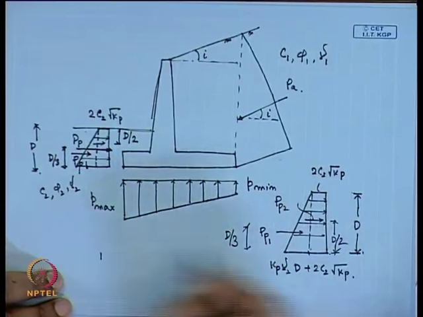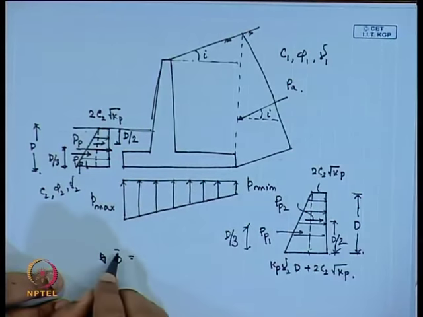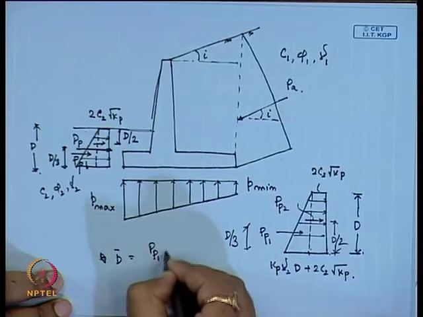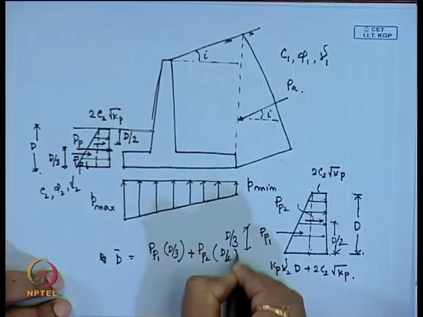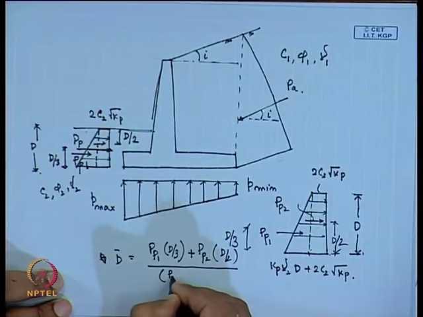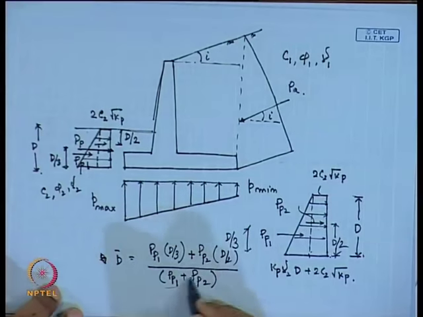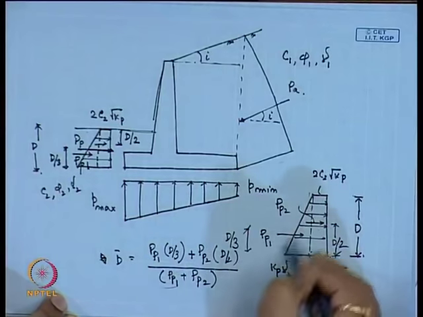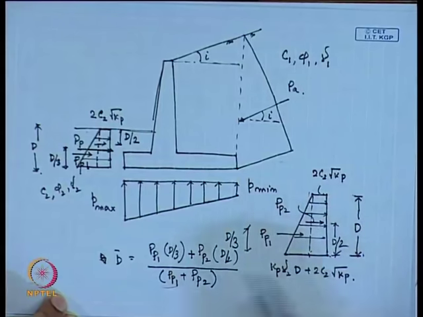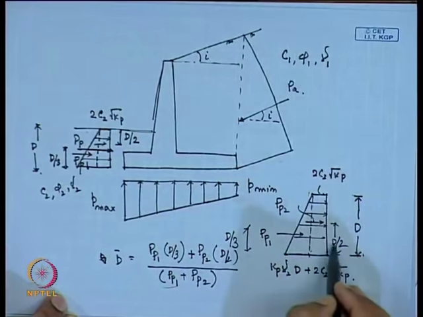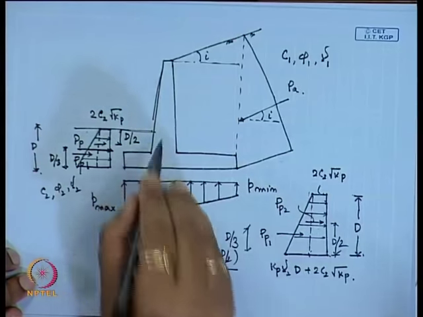And then we can determine the point of application. Suppose H bar or D bar is the point of application of this passive force, that we can determine as P_P1 into D by 3 plus P_P2 into D by 2, divided by P_P1 plus P_P2. So, in this way, first you have to calculate P_P1 from this triangular portion, because we know the stresses at this edge and this edge, and then P_P2 for this rectangular portion, then we can determine D bar. And this stress P max and P min we can determine by using the previous expression.